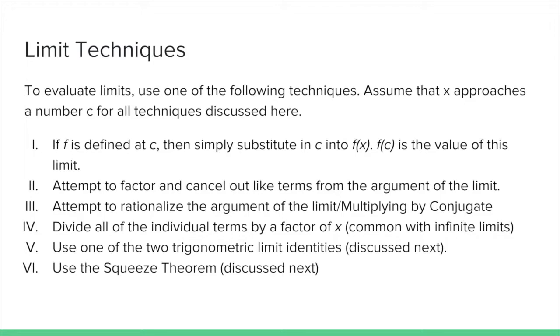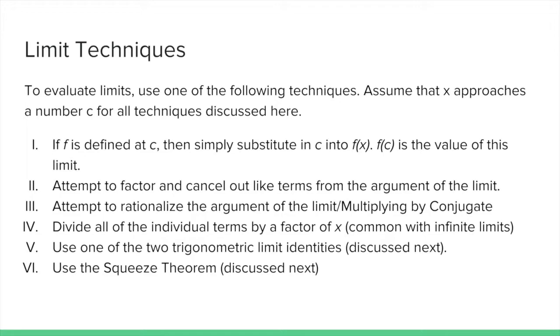Our second technique is to attempt to factor and cancel any like terms from the argument of the limit. So in our case of x squared over x, x is common in both the numerator and the denominator. So we can cancel out the x. And since we know x can't equal 0 because it would make the function undefined, this cancellation is perfectly valid. After we cancel, we can then plug in c into f of x.